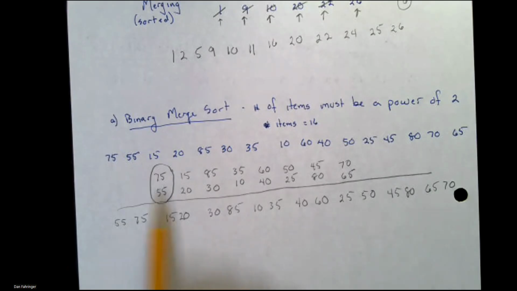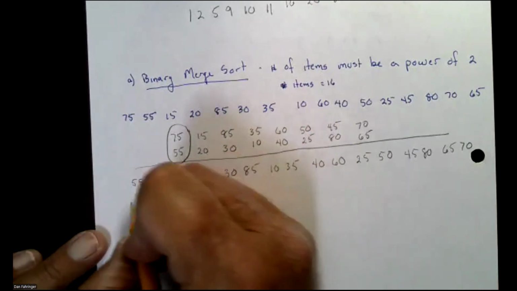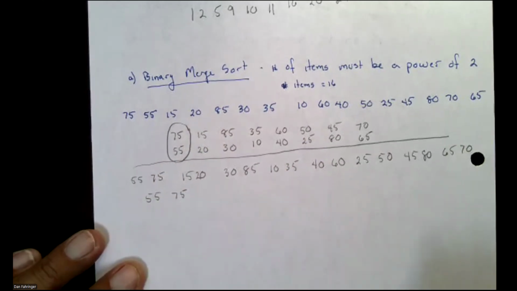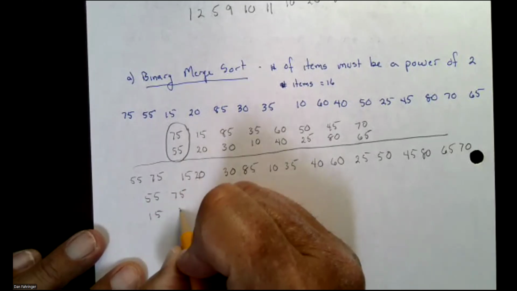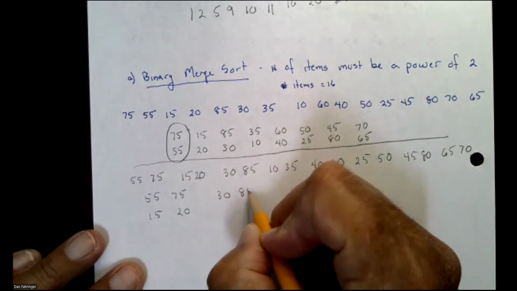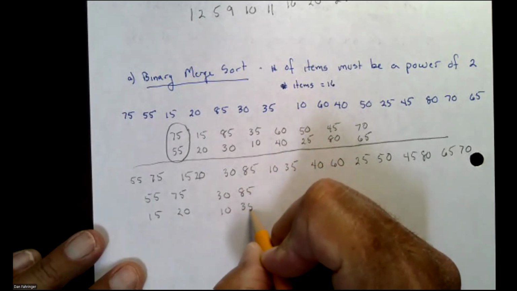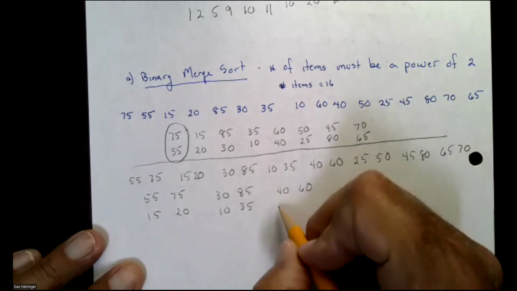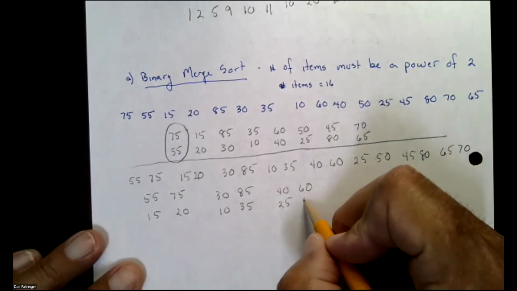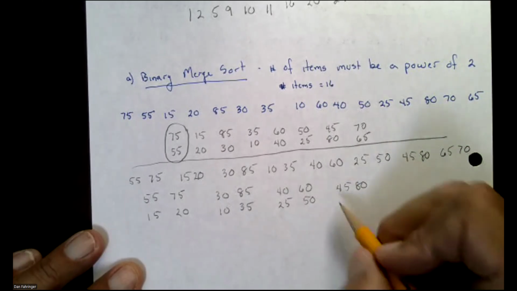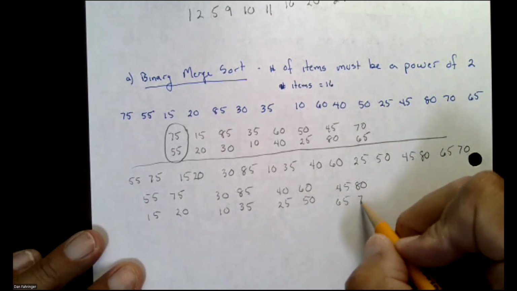Now I'm going to create two lists again, but I'm going to go two at a time. So now I have 55 and 75, 15 and 20, 30, 85, 10 and 35, 40 and 60, 25 and 50, 45 and 80, 65 and 70.